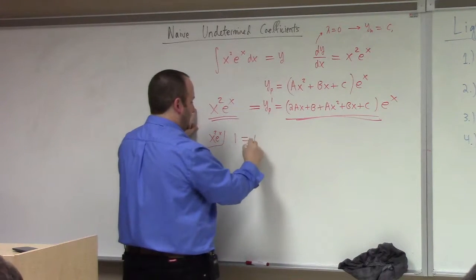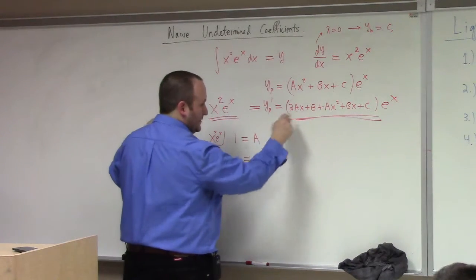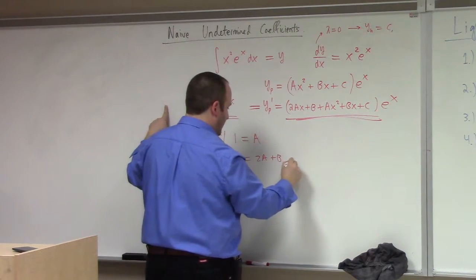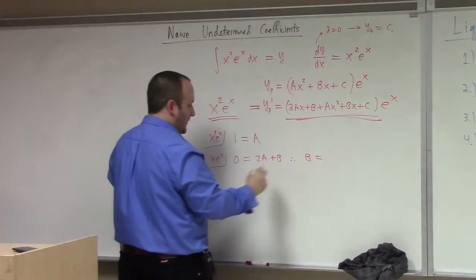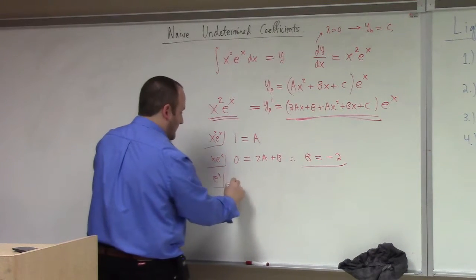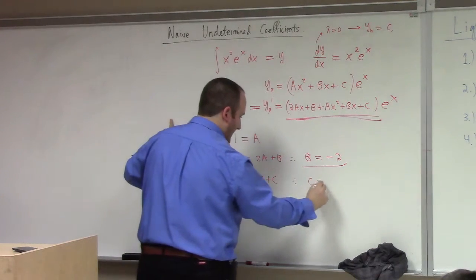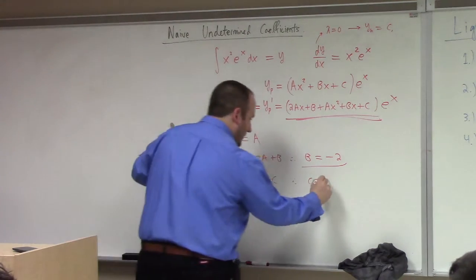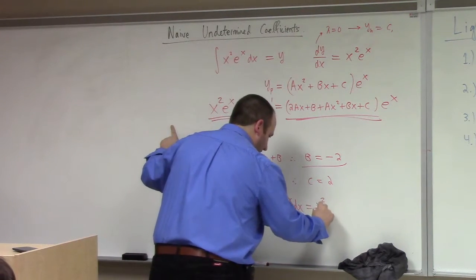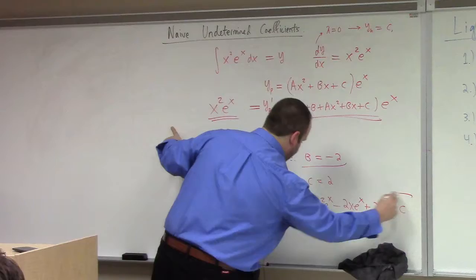1 equals a, all right? x e to the x, what we got? 0 equal to 2a plus b, so b is minus 2, okay. And how about the e to the x term? What we got there? 0 equals b plus c. So what's c? 2. Consequently, the integral of x squared e to the x dx is x squared e to the x minus 2x e to the x plus 2 e to the x plus a constant.